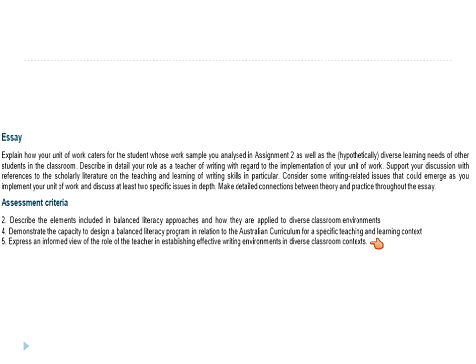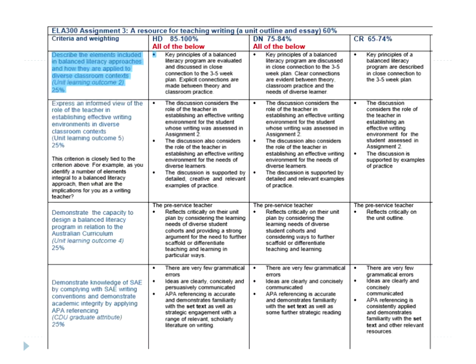Express an informed view of the role of the teacher in establishing effective writing environments in diverse classroom contexts, and you do that by always drawing from the literature that we've covered this semester. Okay, so here's the rubric. I haven't got the pass or the credit. I've just got what's easy to read, so I'll look at the credit.